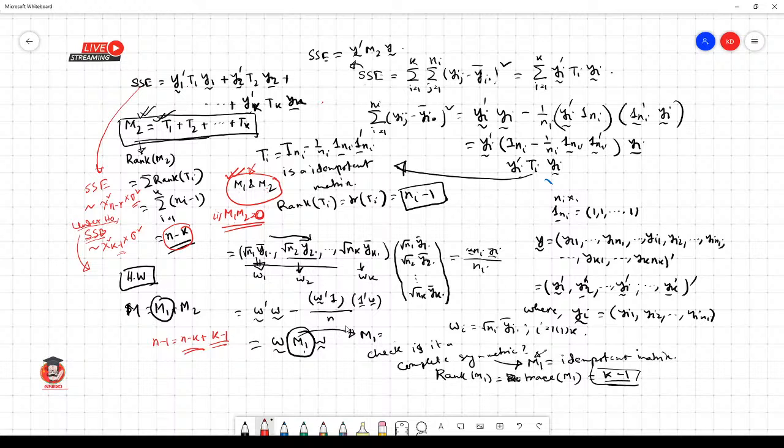And since M1 and M2 are both idempotent, then automatically condition 2 holds, that is M1 M2 equals the null matrix. Hence, using the result of the multivariate normal distribution, you can say that SSC and SSB are independently distributed, and SSC and SSB both follow chi-square distributions. Okay.